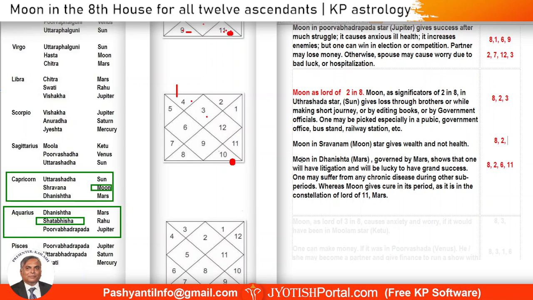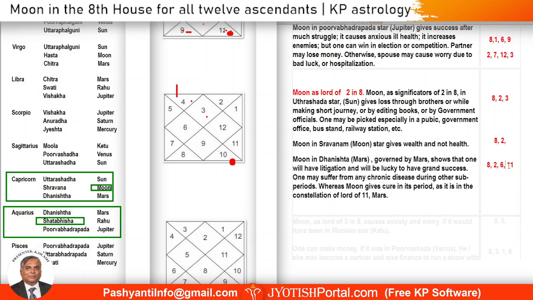Then let's look at now the moon in the star of Mars. If moon is in the Mars star, then it gives this particular combination 8, 2, 6, and 11. Now you see this 6 and 11, wherever the 6 and 11 is there, and even the second house is also there, this is a very positive combination in Krishnamurti Paddhati. In several videos I have pointed out that 2, 6, and 11, 2, 6, 11, 6, 11, these are said to be a very positive kind of combination.